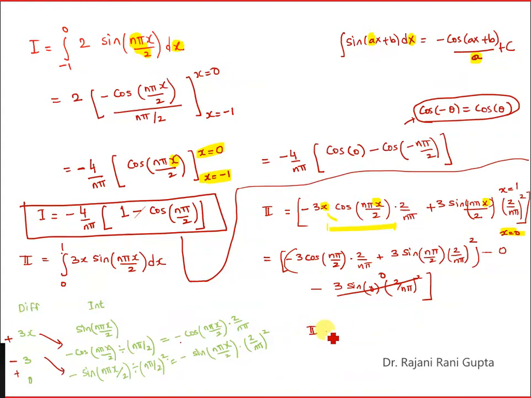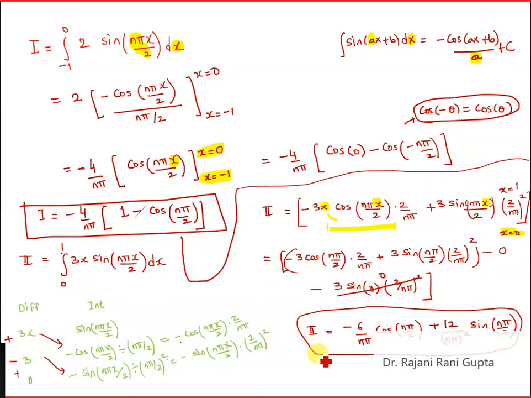So this gives you, see, we can now multiply 3 with 2. So minus 6. n pi we can write in the front. 6 over n pi cos n pi by 2. Here, just open it. 2 times 2 gives you 4. n square pi square. So 4 times 3 gives you 12. 12 over n pi square sine n pi by 2. This is the value for the second term and this is the first term.